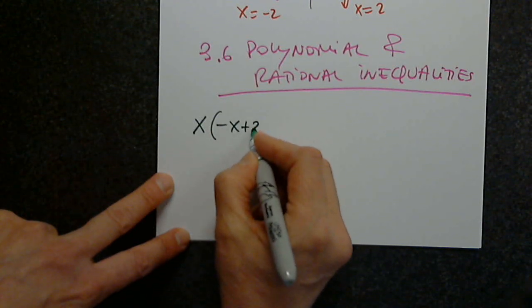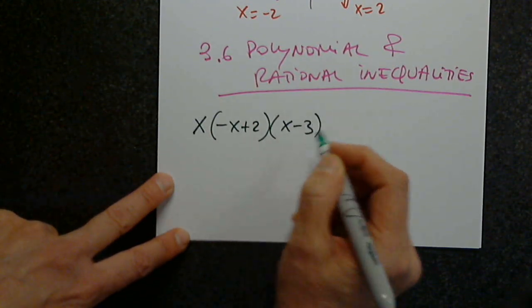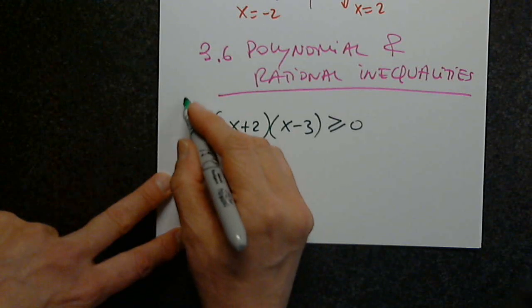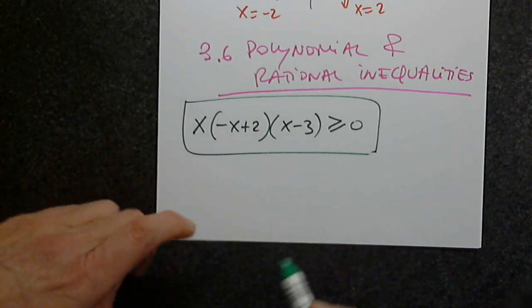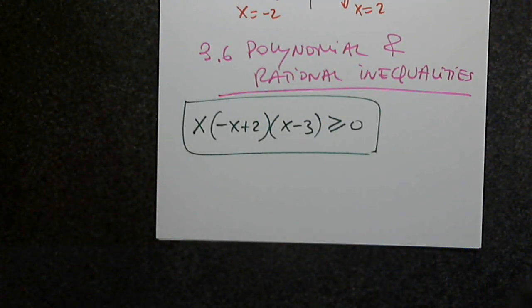x times negative x plus 2 times x minus 3, greater than or equal to 0. What type of inequality is this? You cannot say linear, you cannot say quadratic, but you must say... It's an inequality, but what type? It's not linear. Exactly. Degree? Exactly, degree 3. We graph these functions, right?